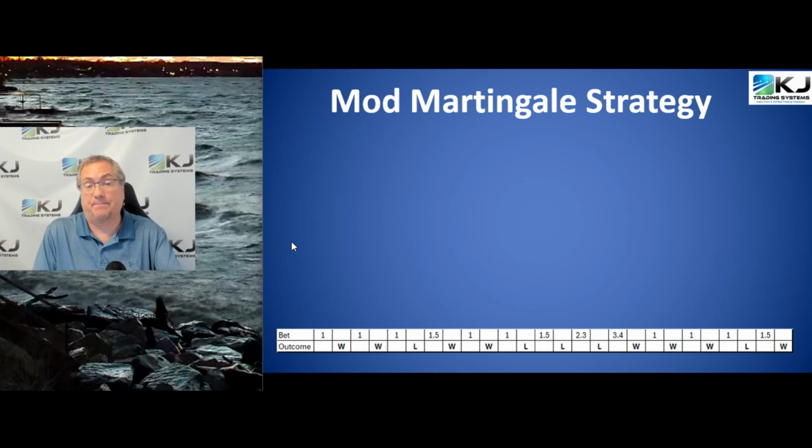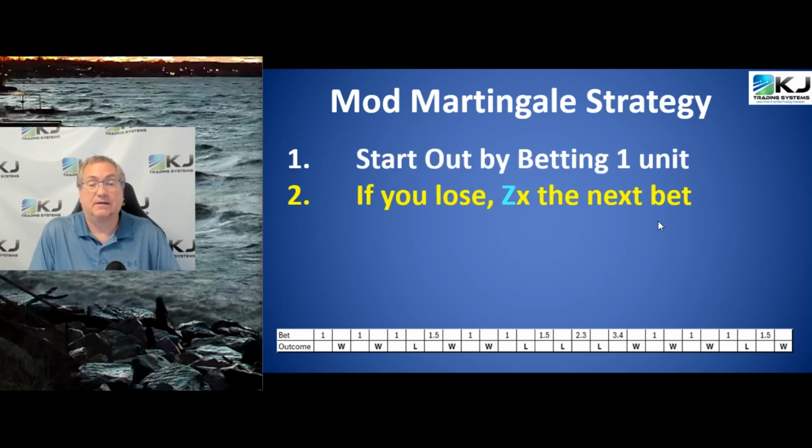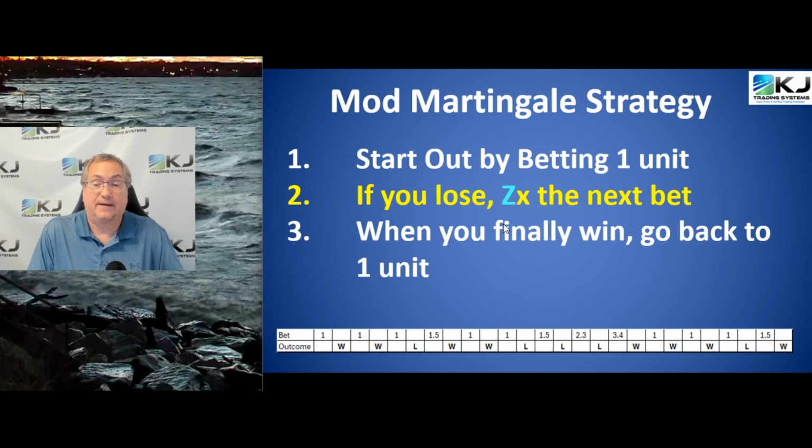Okay? Then there's a modified Martingale strategy where instead of doubling, you multiply the last bet by this factor Z. And when you finally win, you go back to 1 unit. So in this particular example down at the bottom, Z is 1.5. So it's not as rapid an increase in contract size as a Martingale.